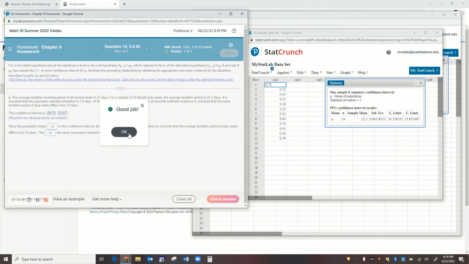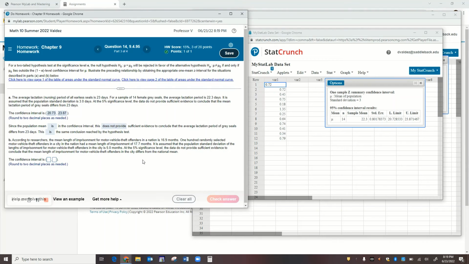Yeah. And then let's just do one more. According to researchers, the mean length of imprisonment for motor vehicle theft offenders in a nation is 16.9 months. What nation? I don't know. 100 randomly selected motor vehicle theft offenders in a city in the nation had a mean length of imprisonment of 17.7 months. It is assumed that the population standard deviation is 5 months.